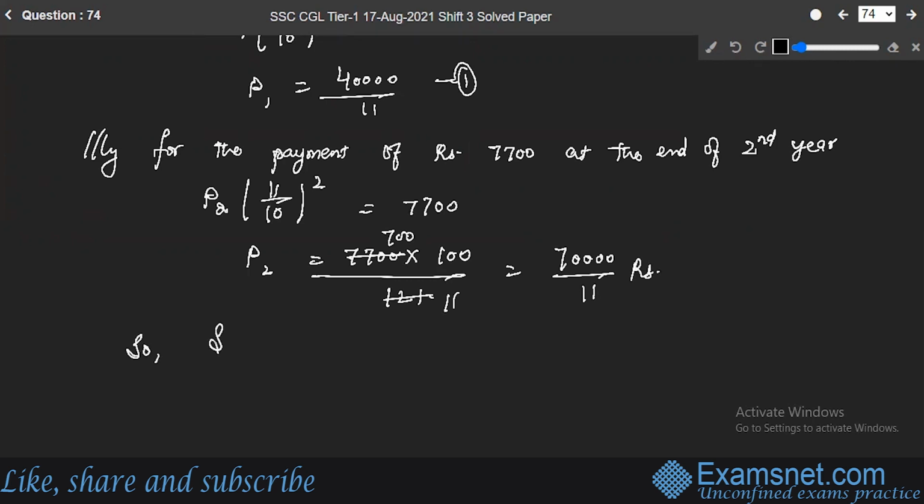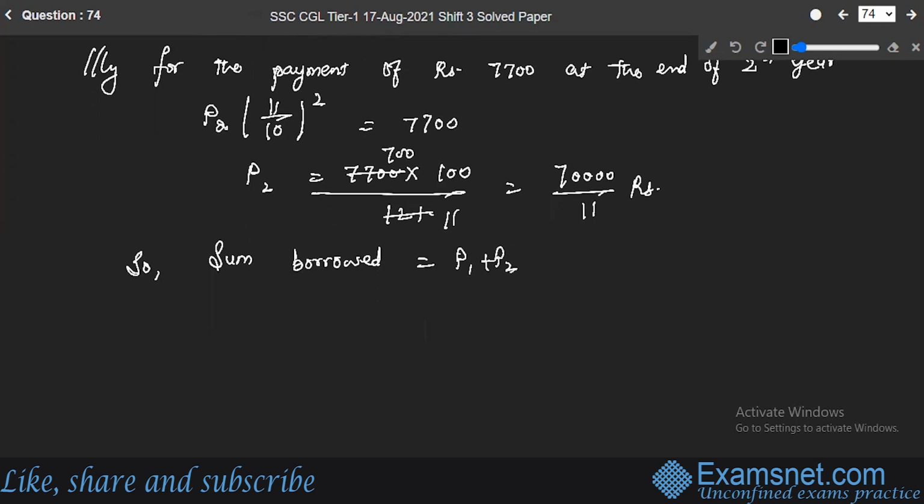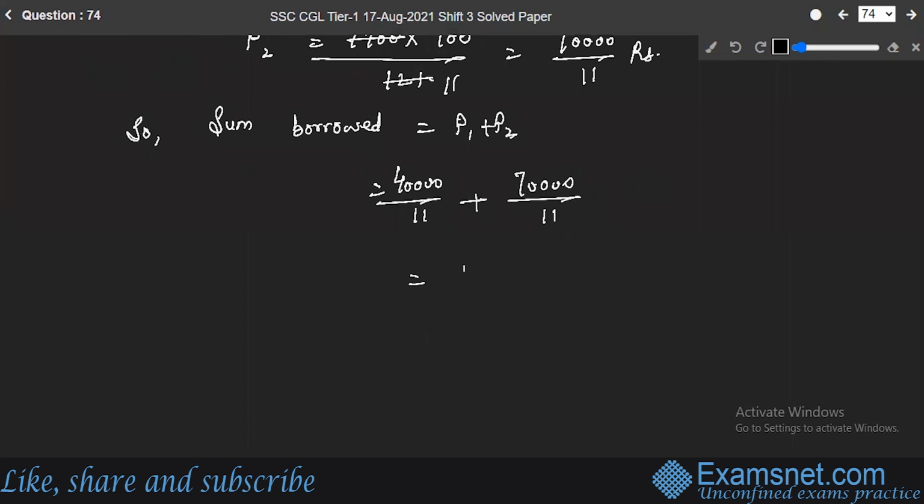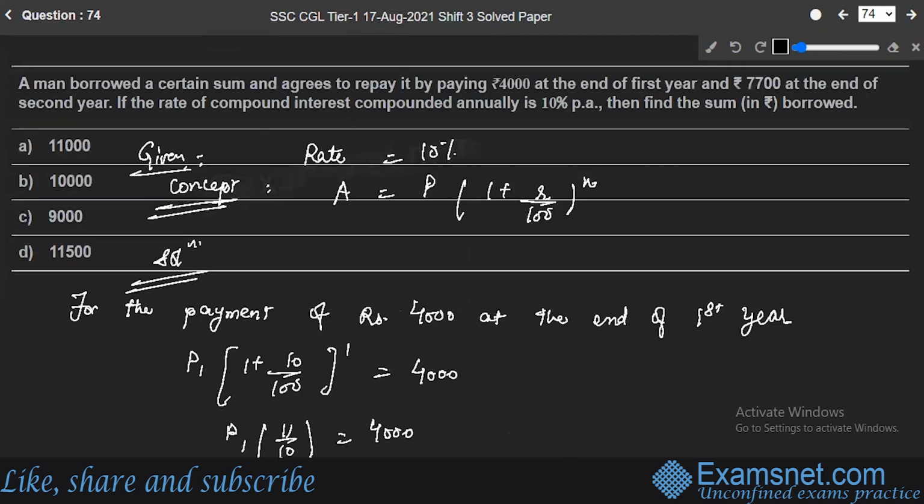So what will be the sum borrowed? Now, sum borrowed will be equal to P1 plus P2. P1 was 40,000 upon 11 and P2 was 70,000 upon 11, which will be equal to 1,10,000 upon 11, that is equal to 10,000 rupees. Right. So this is your required answer. And let's check, option B is the correct answer to our question. Right. Hope you're clear with this.